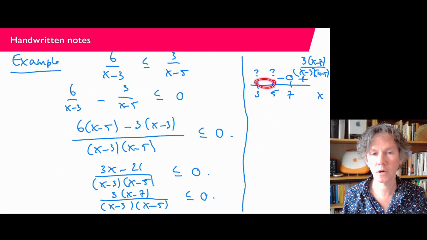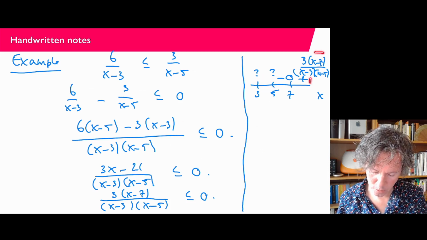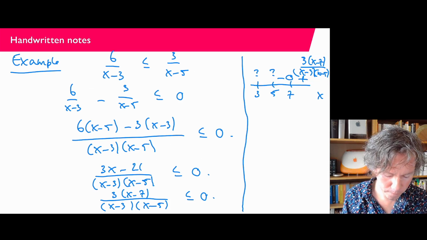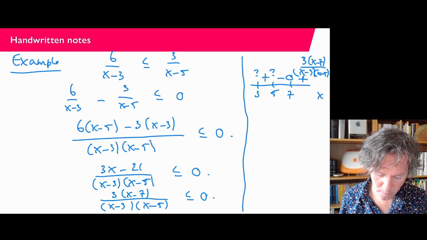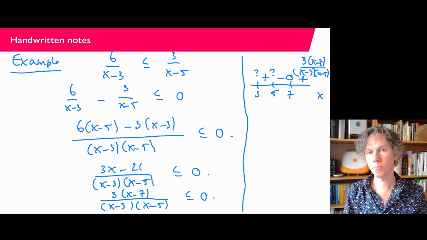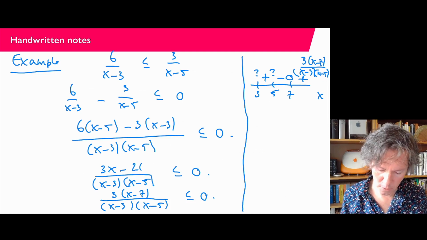In this region, I can take 4. And if I plug in 4, you see that I get minus, plus, minus. So the whole expression is going to be positive. And to the left of 3, I can plug in minus 1000, and I have negative divided by negative times negative. So that means that the whole expression is going to be negative.